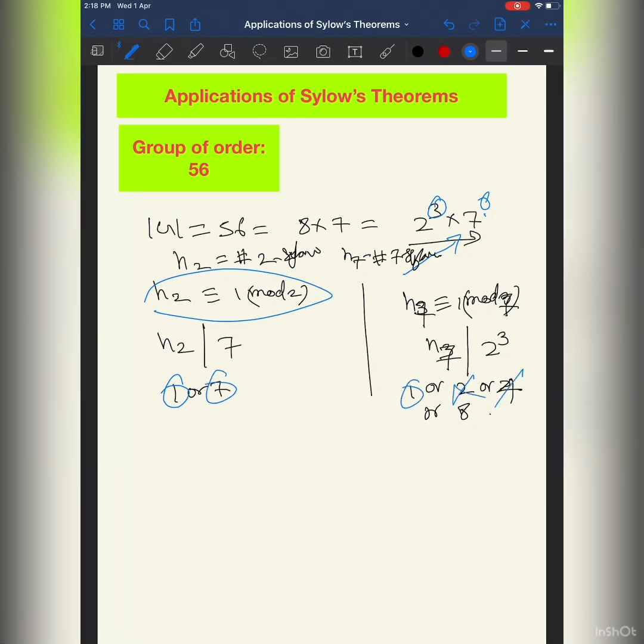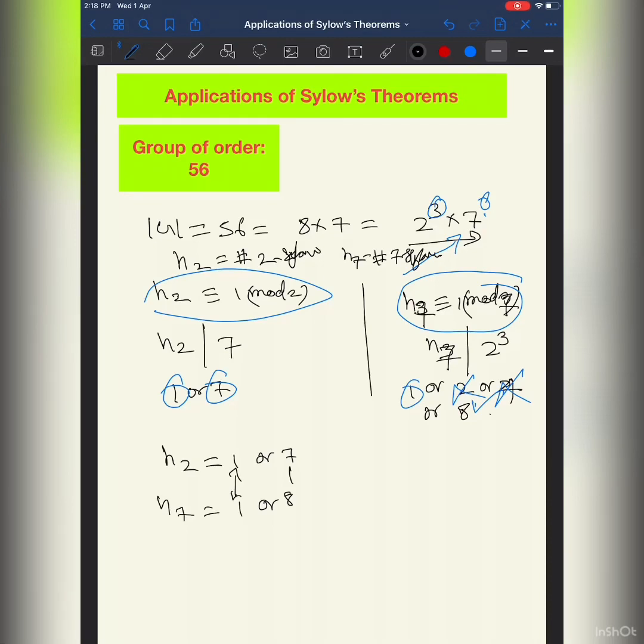Now let's see, 1 is always possible according to this, and 7 is also possible. Here 1 is possible, 2 is not possible, 4 is not possible, because 4 minus 1 is not divisible by 7, and 2 minus 1 is also not divisible by 7, but 8 minus 1 can be. So we have a situation like this: n2 is 1 or 7, and n7 is 1 or 8.